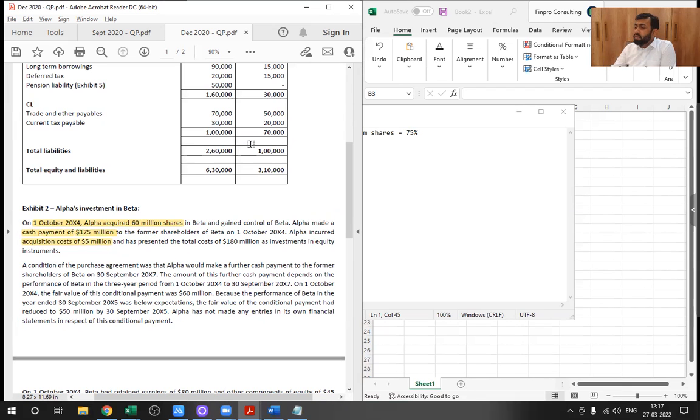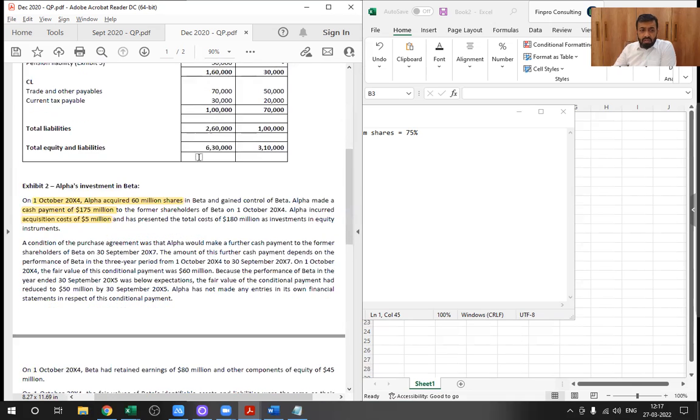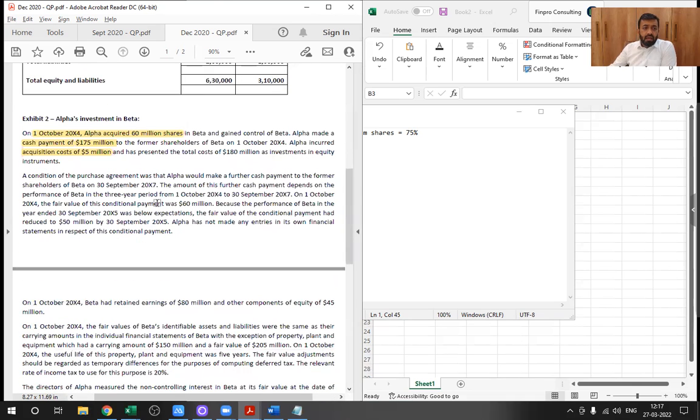Of course, it will be in the investment section, investments in the equity shares, 180,000. So 180 million. Am I right? Condition of purchase agreement was that. So is it correct, first of all? Is it correct? Yes. Anyone else? Babita?